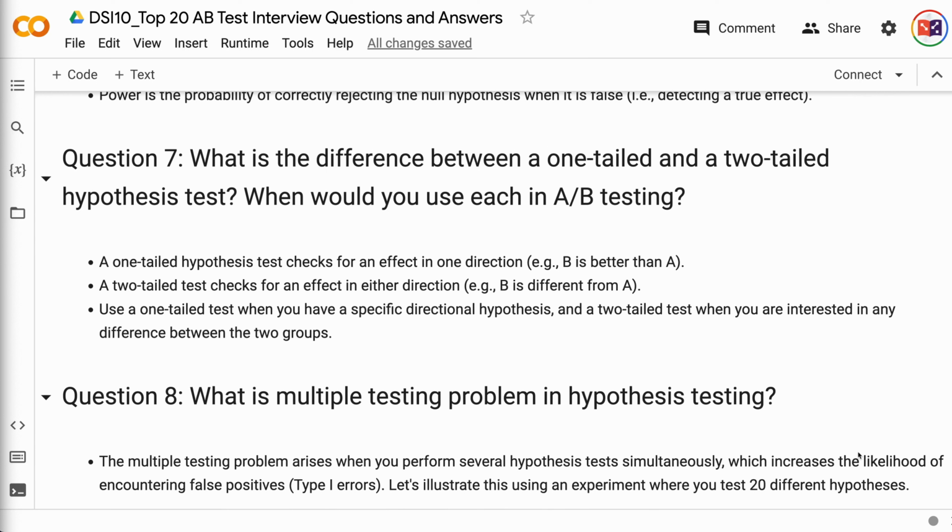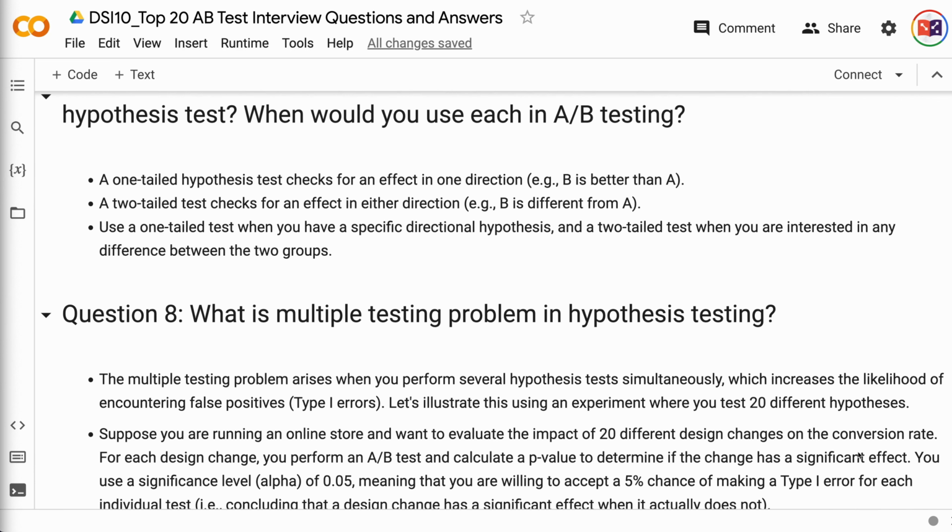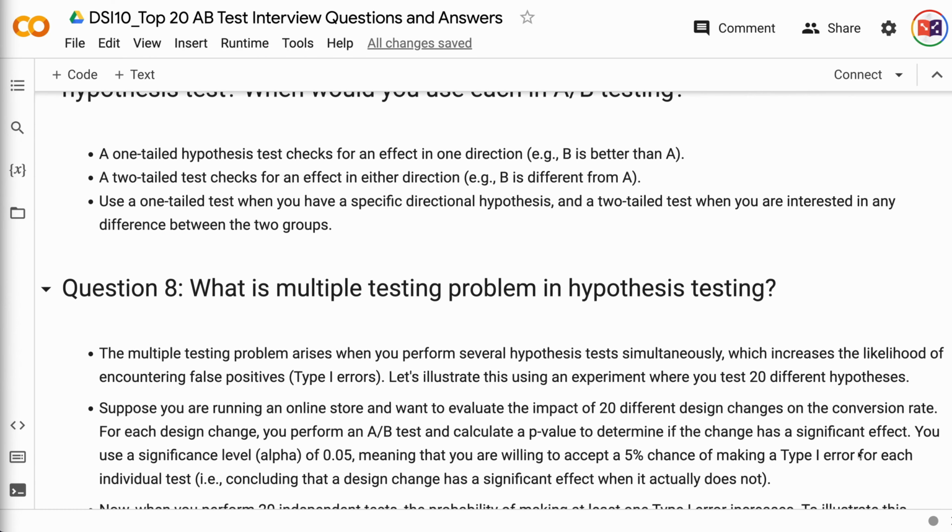A one-tailed hypothesis test checks for an effect in one direction. For example, test is better than control. A two-tailed test checks for an effect in either direction. For example, test is different from control. Use a one-tailed test when you have a specific directional hypothesis, and a two-tailed test when you are interested in any difference between the two groups.